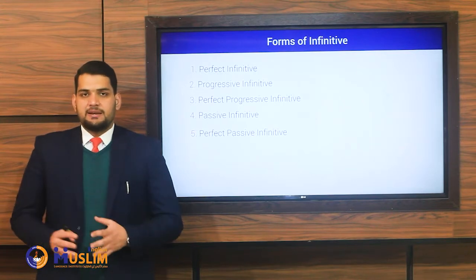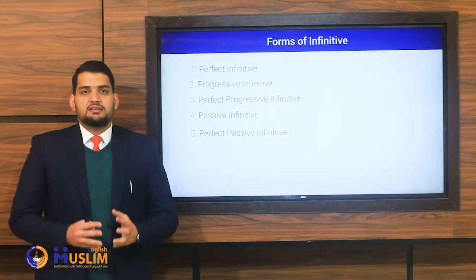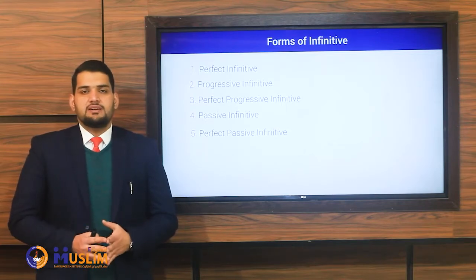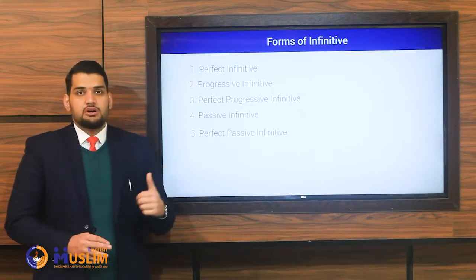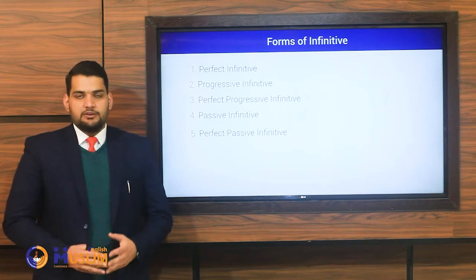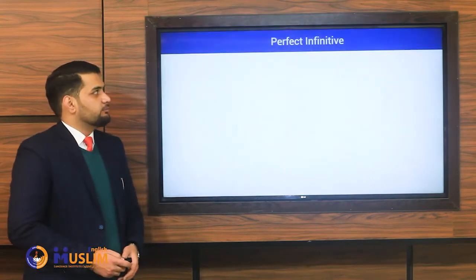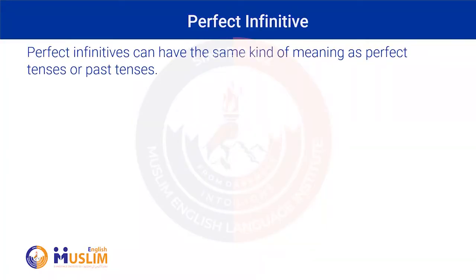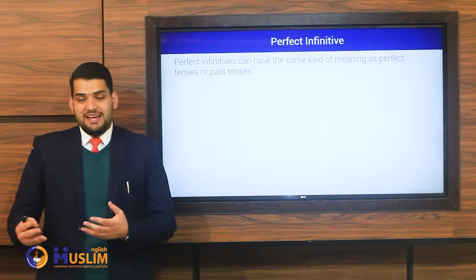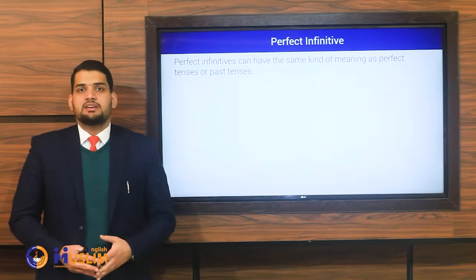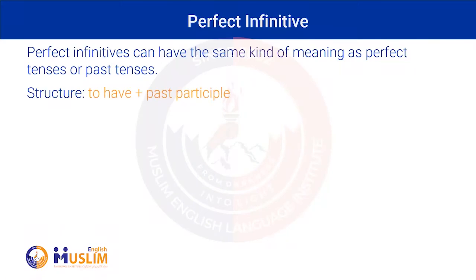Before I get into explaining these ones, you should all know that the most basic form of infinitive is simple infinitive. That is to plus base form of the verb. But these are advanced forms of infinitive. So let's get started. Number 1, perfect infinitive. Perfect infinitives can have the same kind of meaning as perfect tenses or past tenses. The way you say something using a perfect tense or a past tense, you can also say the same thing using a perfect infinitive. The structure is to have plus past participle.